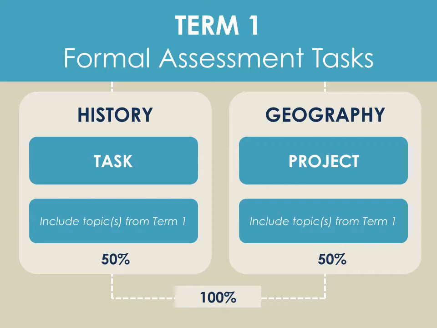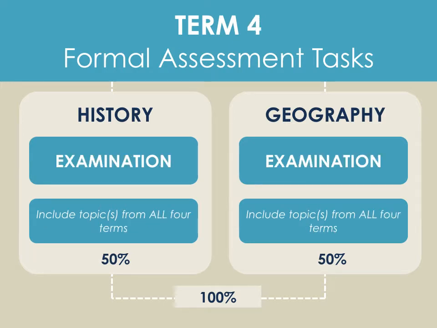Grade 9, history task in Term 1, including Term 1's topics, and a project in geography. In Term 2, history either task or test, and geography either task or test, both equaling up to the 100%, 50% from each subject. In Grade 9 in Term 3, your history project is in the third term, and the geography task in the third term. And this weights up again, 50%, 50% to the 100% mark. In Term 4, for Grade 9, you're looking at the examination again for each of the subjects. 50% from the geography and 50% from the history exam.